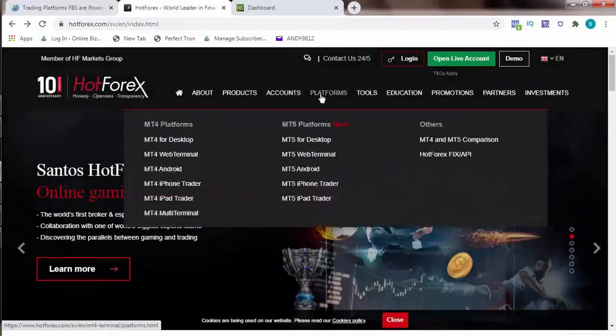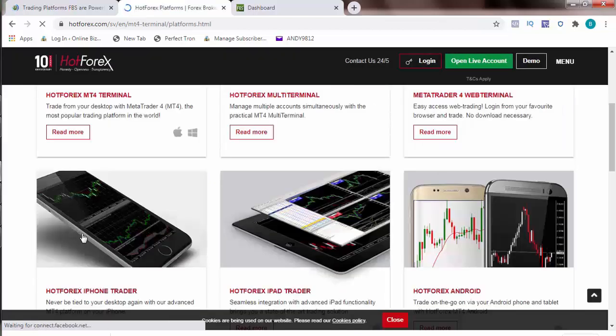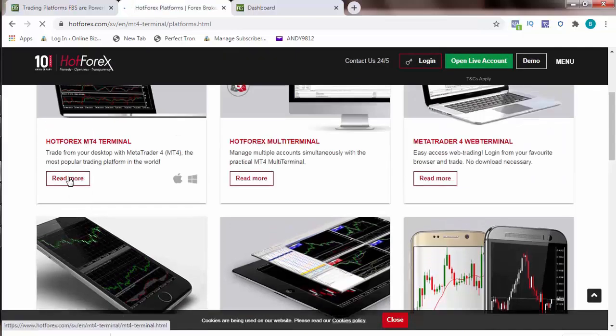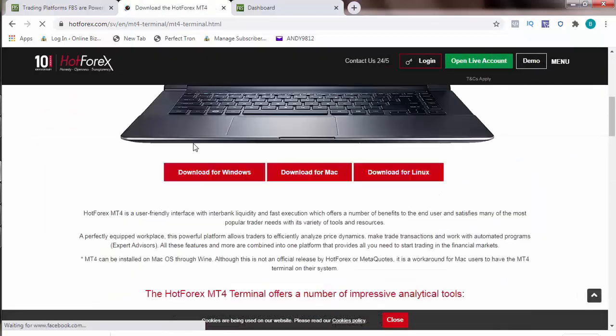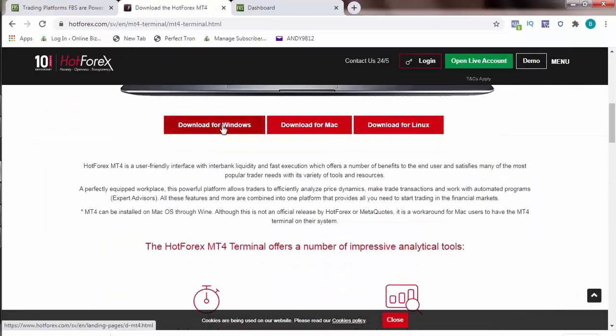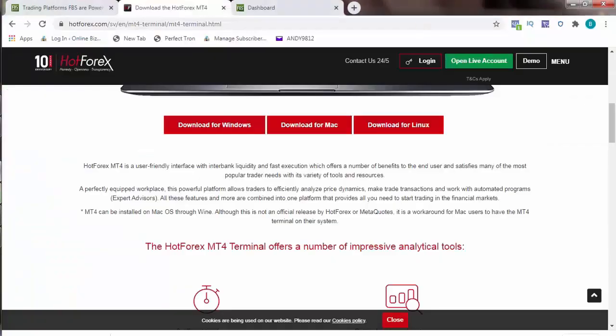Forex. Come down to a platform, you will see MetaTrader 4. Just click on this. When you click on MetaTrader 4, it brings you down here. Click on read more on MetaTrader 4. Then you have this, then you click on this. When you click on this, it gives you also a file like the other one. Then you run it, then you have something that looks like this.